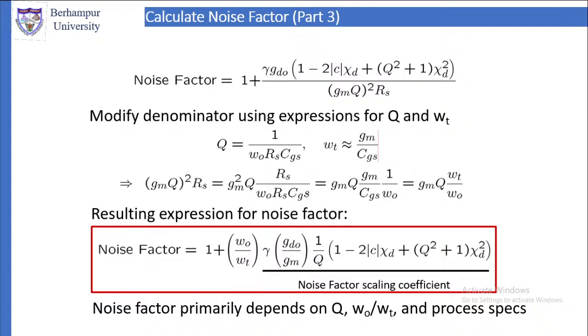whole of that into 1 by Q, whole into 1 minus 2 absolute of C into ZD plus Q square plus 1 into ZD square. That coefficient is called the noise factor scaling coefficient. From this you can say that the noise factor primarily depends on two factors: one is the Q factor, the other is omega 0 by omega T, and definitely process specifications.